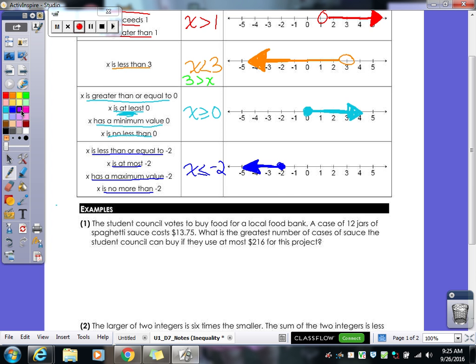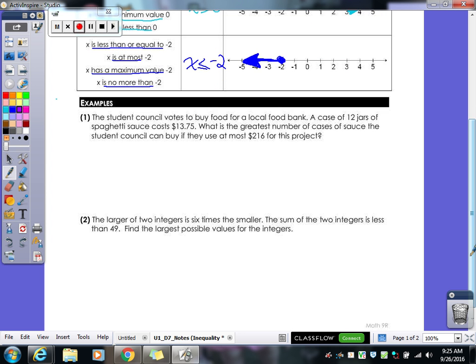So let's try some examples. We have the student council votes to buy food for a local food bank. A case of 12 jars of spaghetti sauce costs $13.75. What is the greatest number of cases of sauce the student council can buy if they use at most $216 for this project? All right, first question. What are we looking for? Number of cases. So let C equal number of cases.